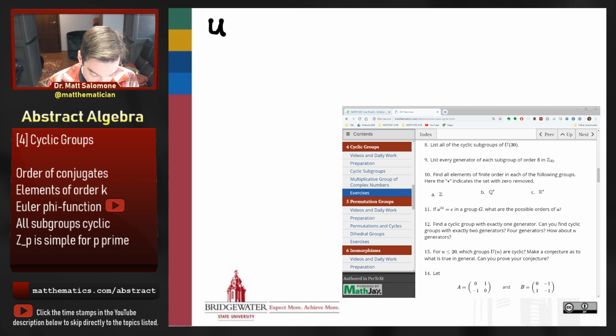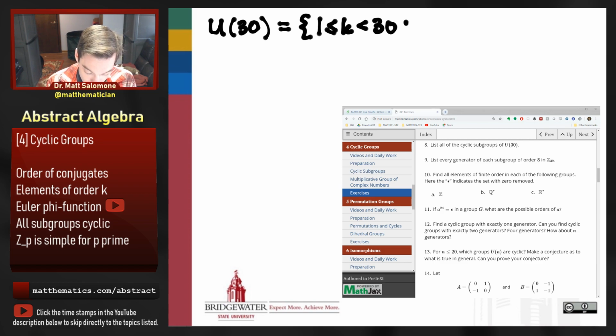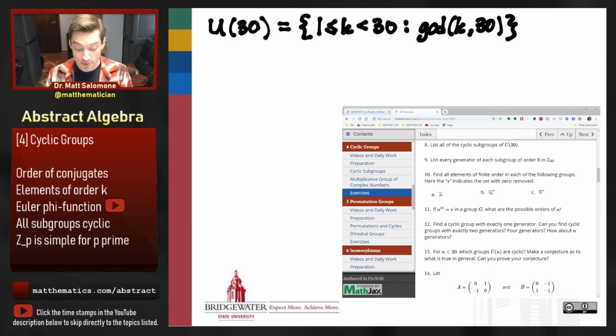So U30. Recall, first of all, that U30 is going to be the set of all numbers from 1 up to 29, such that that number is relatively prime to 30. So the elements of U30, this is the multiplicative group with multiplication mod 30.